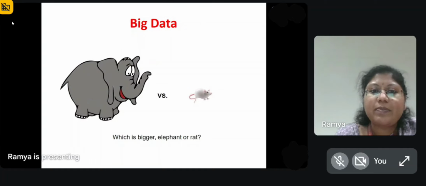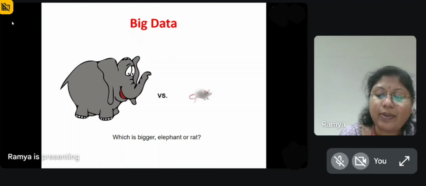So you are all seeing this picture, right? Which is bigger, elephant or rat? Elephant is considered to be the bigger. Why? Because it is huge in size. It is used to carry the loads also, whereas a rat cannot. It is very simple. In the same way, big data deals with huge volumes of data. The rat is like a traditional database when we compare it with big data.